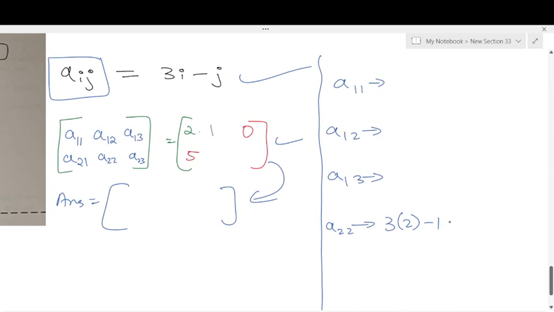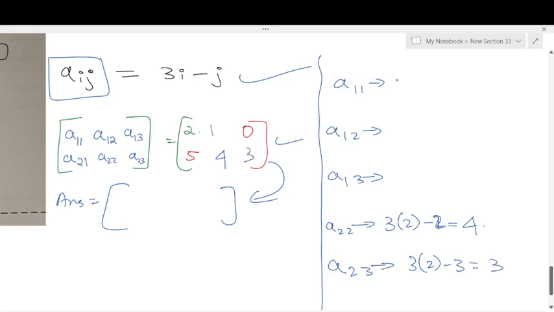Okay. When I taught you all, I wrote it in elaborated form. You can keep it simple, students. Make it simple. Write it like this. 3 2s are 6 minus 1 is 5. Sorry. 3 into 2 minus 2 is 4. Next. A23. Use the formula 3 into 2 minus 3. What's the answer?